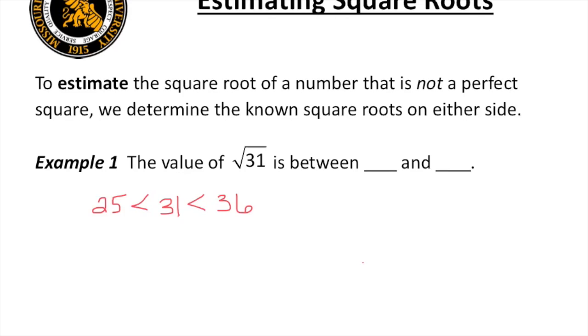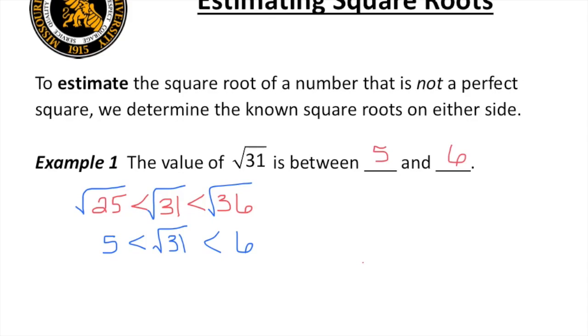So since we know that 31 is between 25 and 36, then we know that the square root of 31 is between the square root of 25 and the square root of 36. And now we can evaluate the square root of 25. That is simply 5. And we can evaluate the square root of 36, which is 6. And hence we can conclude that the square root of 31 has a value between 5 and 6.